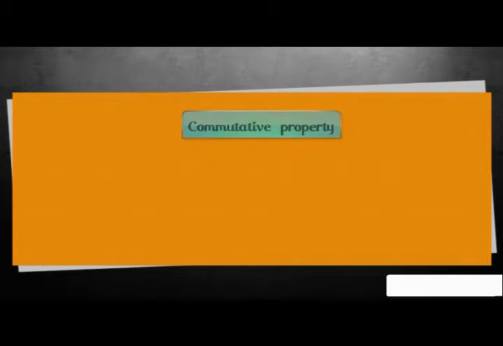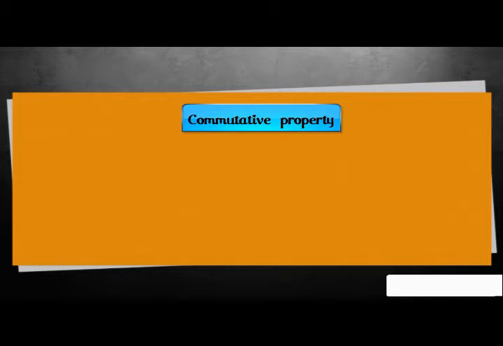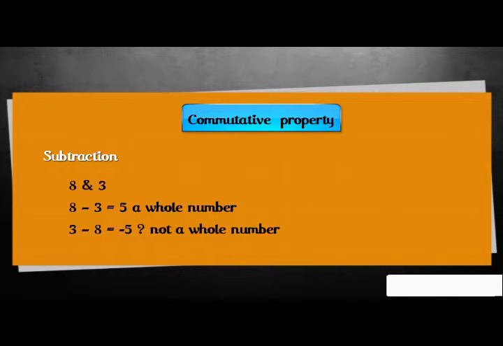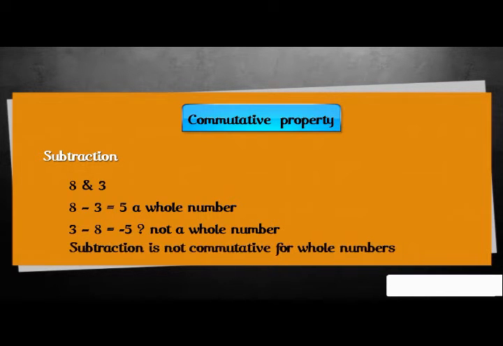Now, we see the commutative property. Under subtraction, we see that 8 minus 3 is equal to 5 and 3 minus 8 is equal to minus 5. The result is not the same in both the cases. So we can say subtraction of whole numbers is not commutative.